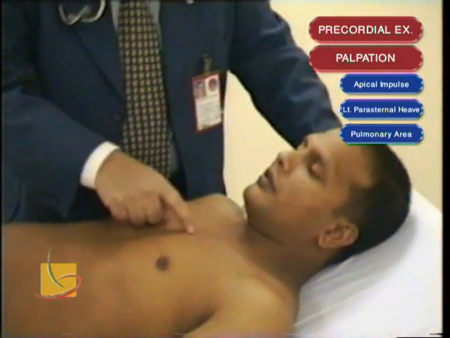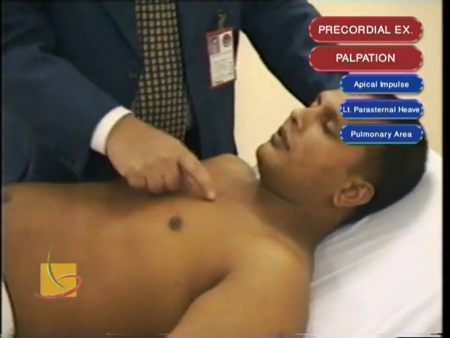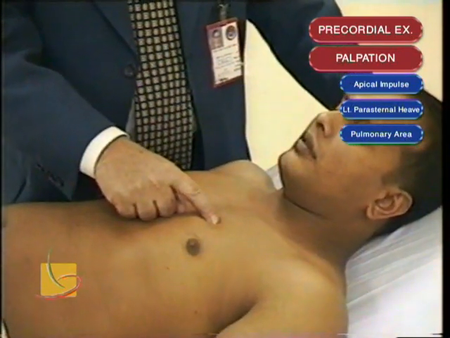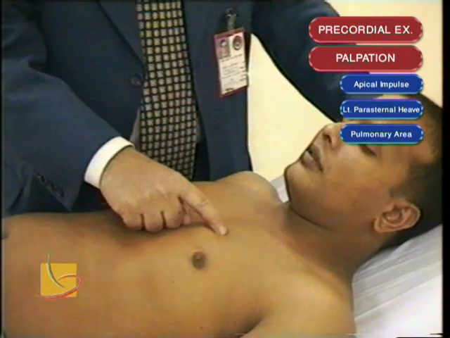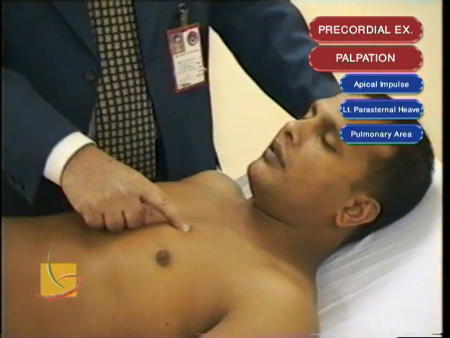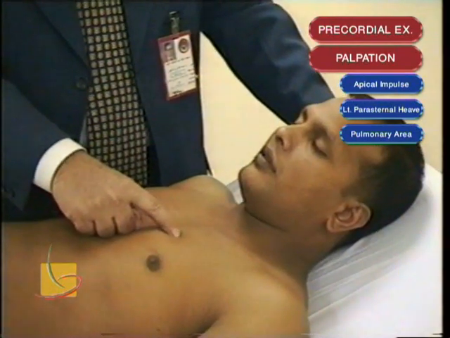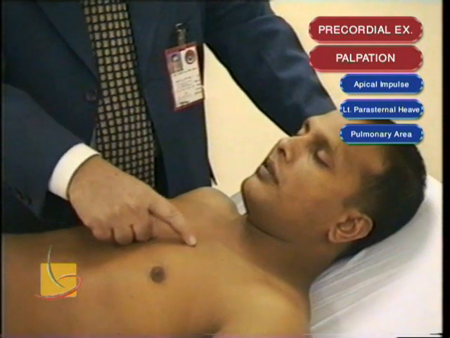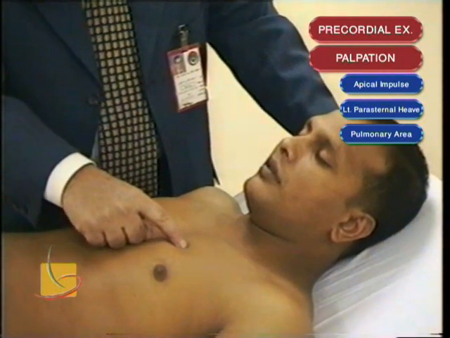So in the pulmonary area, I repeat, we have to palpate it for pulsation, which may be due to a dilated pulmonary artery. We have to palpate it for thrill, which may be due to pulmonary valve stenosis, and we have to palpate it for the possibility of a palpable P2, which is secondary to pulmonary hypertension.